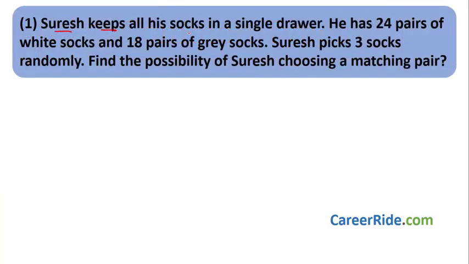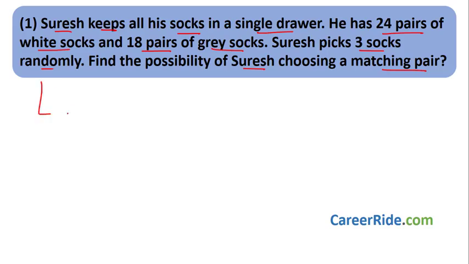Suresh keeps all his socks in a single drawer. He has 24 pairs of white socks and 18 pairs of grey socks. Suresh picks 3 socks randomly. Find the probability of Suresh choosing a matching pair. Very easy. You can go by formula also, but let us see if we can solve this by normal logic. What have they given?